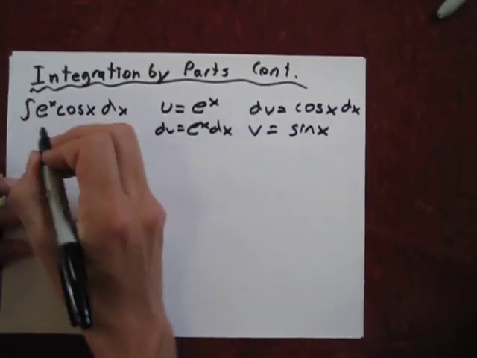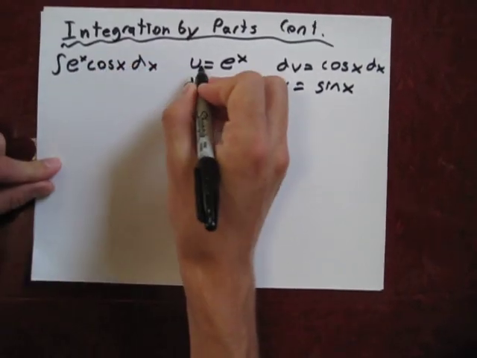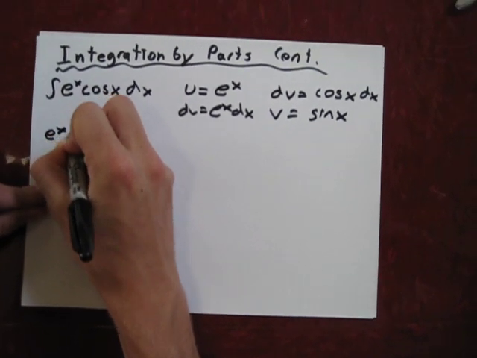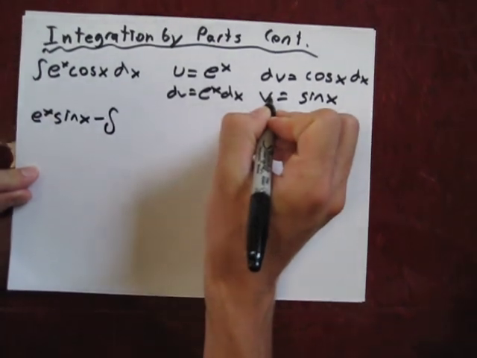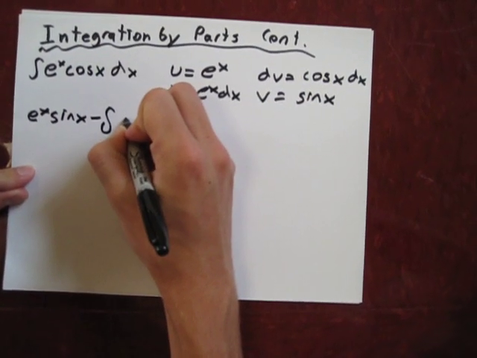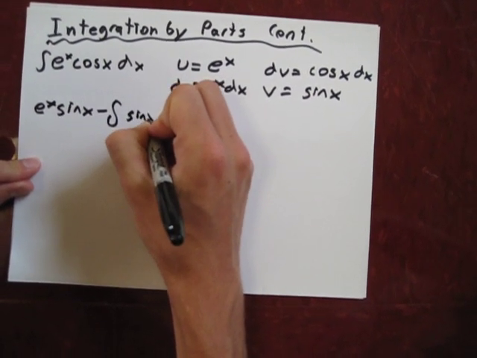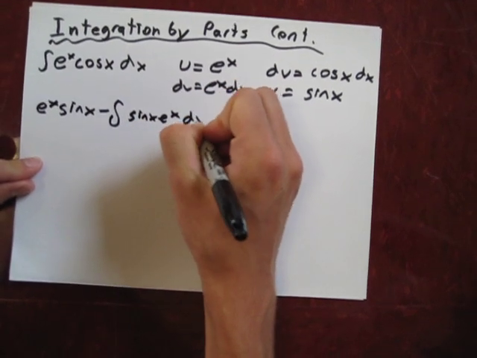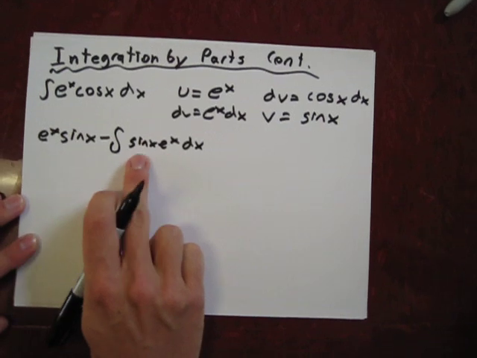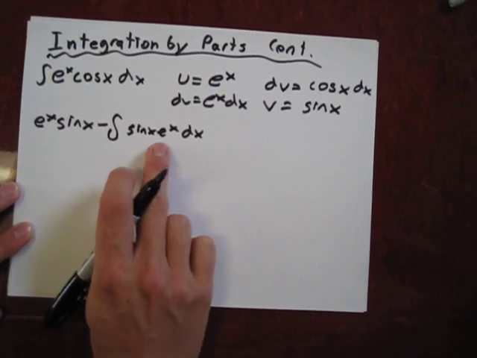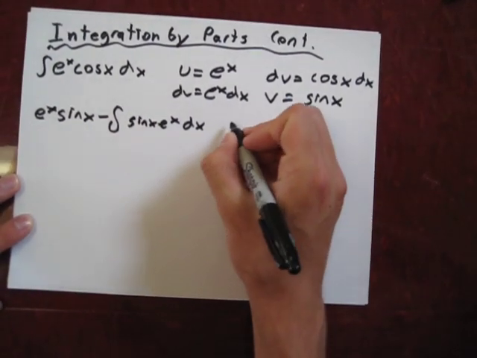So now I'm going to use the integration by parts formula. So u times v is going to get us e to the x sine x minus the integral of v du, which would give us sine x e to the x dx. And now, once again, we have an integral that can only be solved using integration by parts. So I'm going to repeat integration by parts.